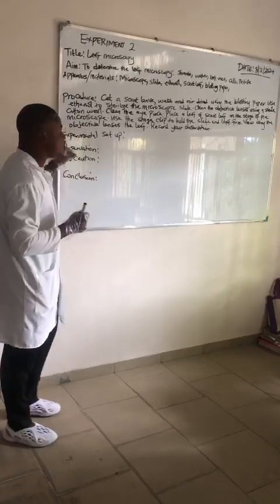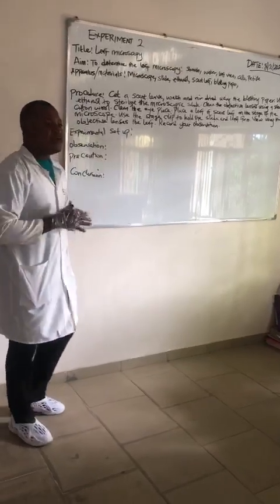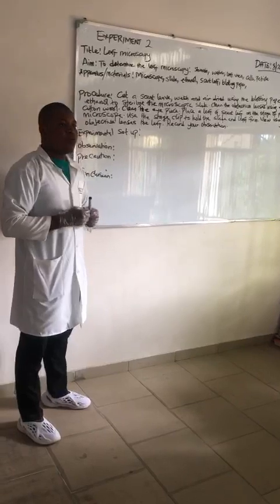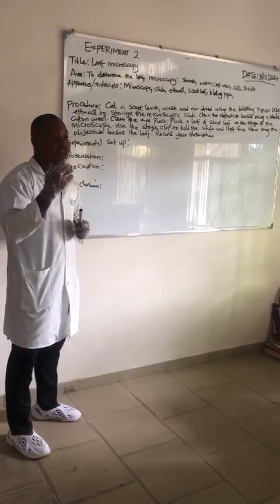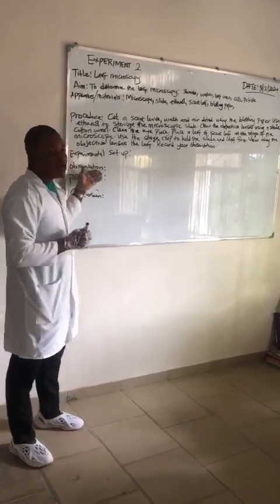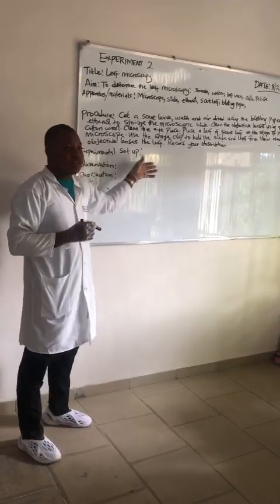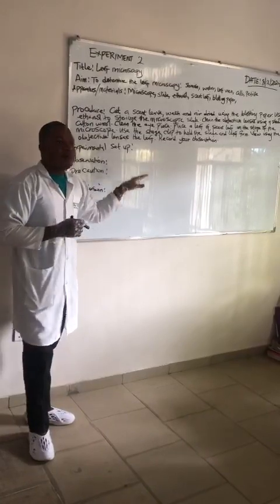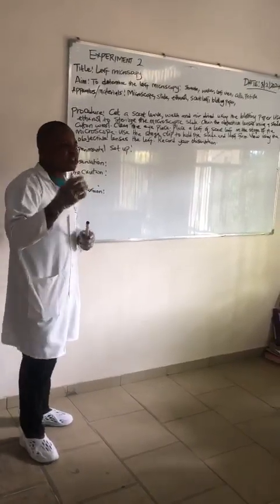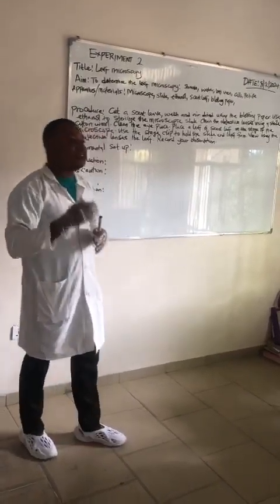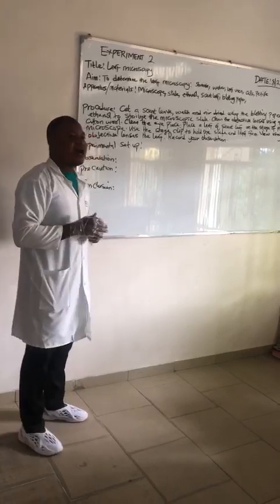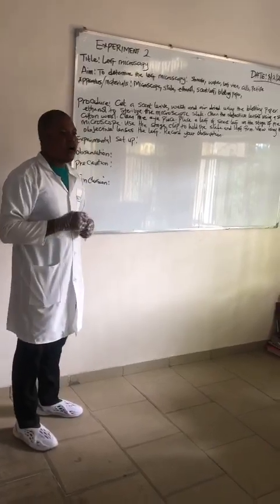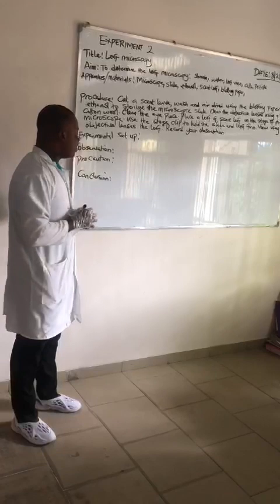Then the next thing you should do is your observation. When you are viewing using the microscope, whatever you see becomes your observation. You're going to record your observation. Are you following? Yes. Now the next one is precaution. Precaution is the safety measures or the caution you take to arrive at your answer or at a given observation.